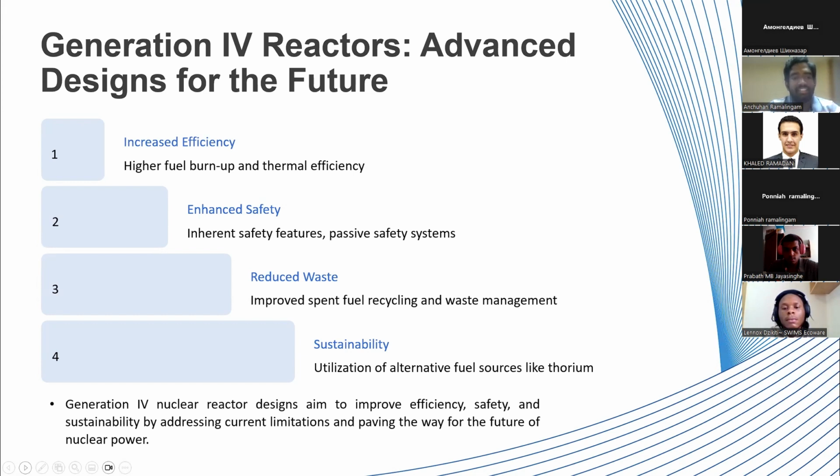And here we consider 6 types of reactors: gas-cooled fast neutron reactor, lead-cooled fast reactor, molten salt reactor, sodium-cooled fast neutron reactor, supercritical water-cooled reactor, and very high temperature reactors. Next slide, please.